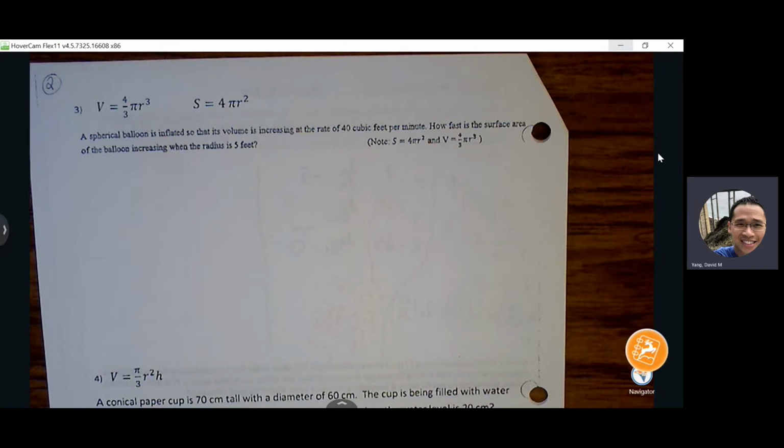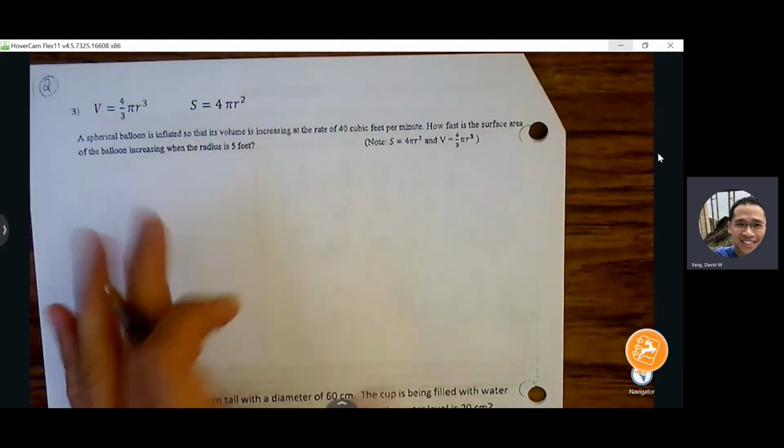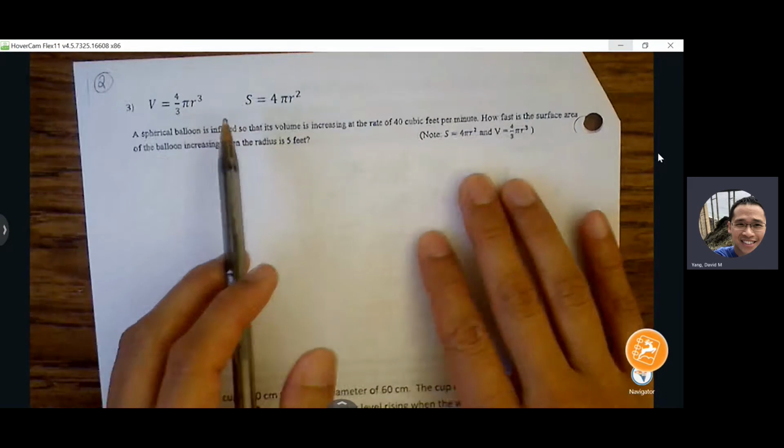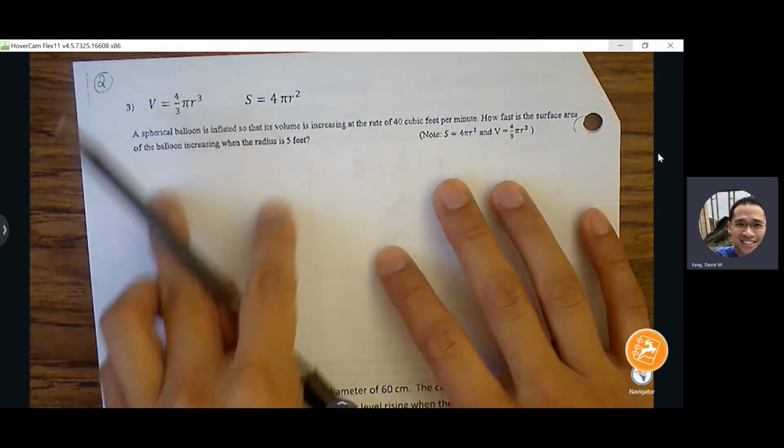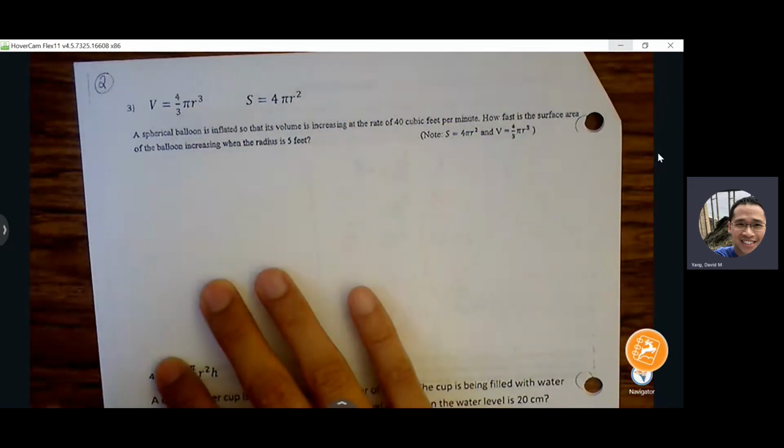Okay, number 3, a spherical balloon is inflated so that its volume is increasing at a rate of 40 cubic feet per minute. How fast is the surface area of the balloon increasing? Okay, we have our volume and our surface area equation given to us. Let's go ahead and find each of the derivatives, get all the calculus out of the way.